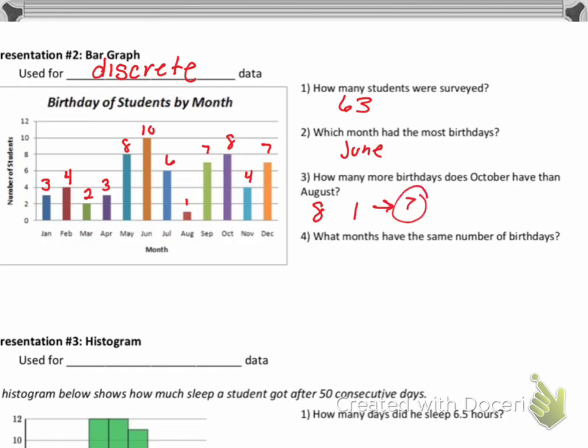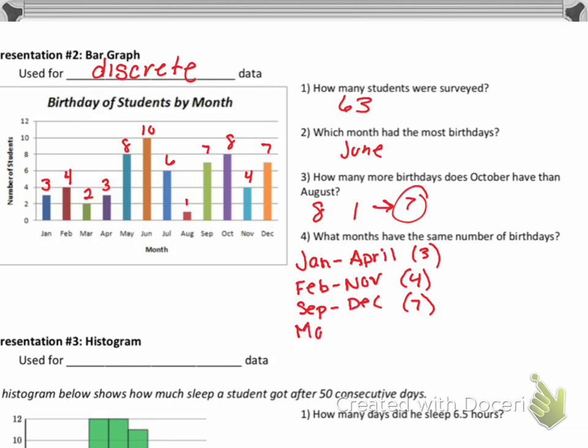And then question number 4 says, what months have the same number of birthdays? Let's start with January and April. They have 3. February and November have 4. September and December both share 7. And May and October share 8. Let me see if I'm missing any of them. I think that's it: 3, 4, 7, 8.